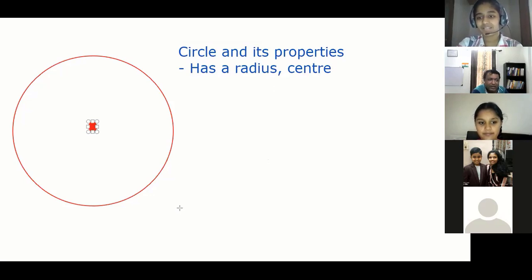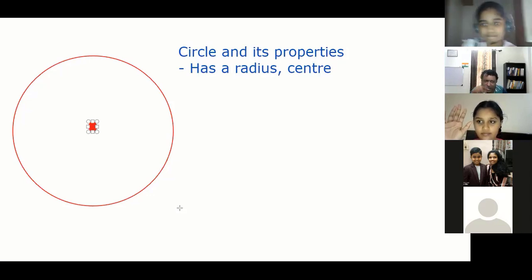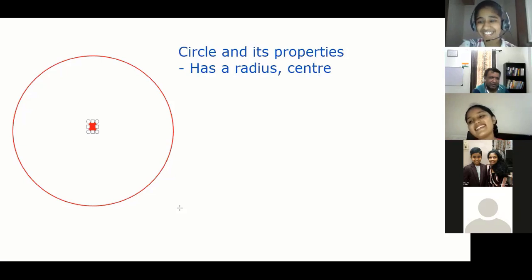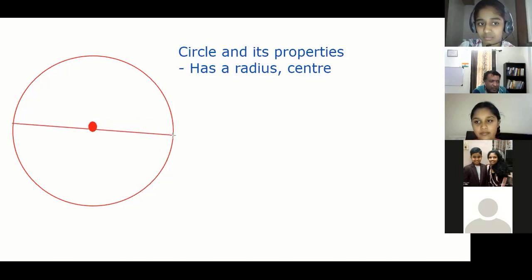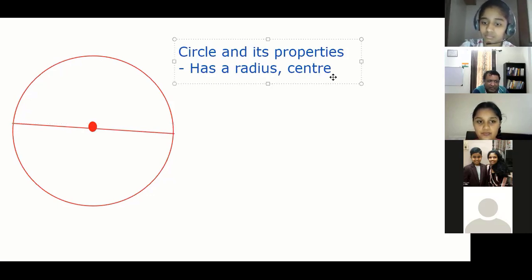So your turn now. Tell me one property of circles. First thing, circle has a radius. Circle has a center. Sanvi, your turn is gone now. It will come next year. So tell me, Vidya, the next property of a circle. A circle has a radius, a circle has a center. What is diameter? Diameter is when two radii join together at the center. Or you can say diameter is twice the radius. Correct.